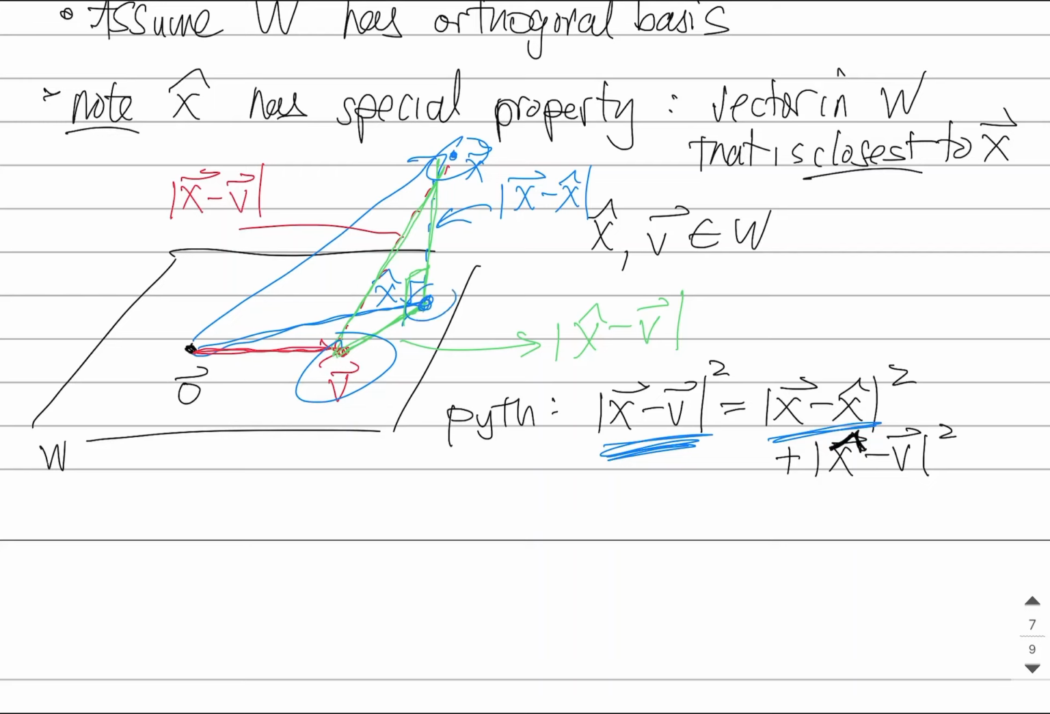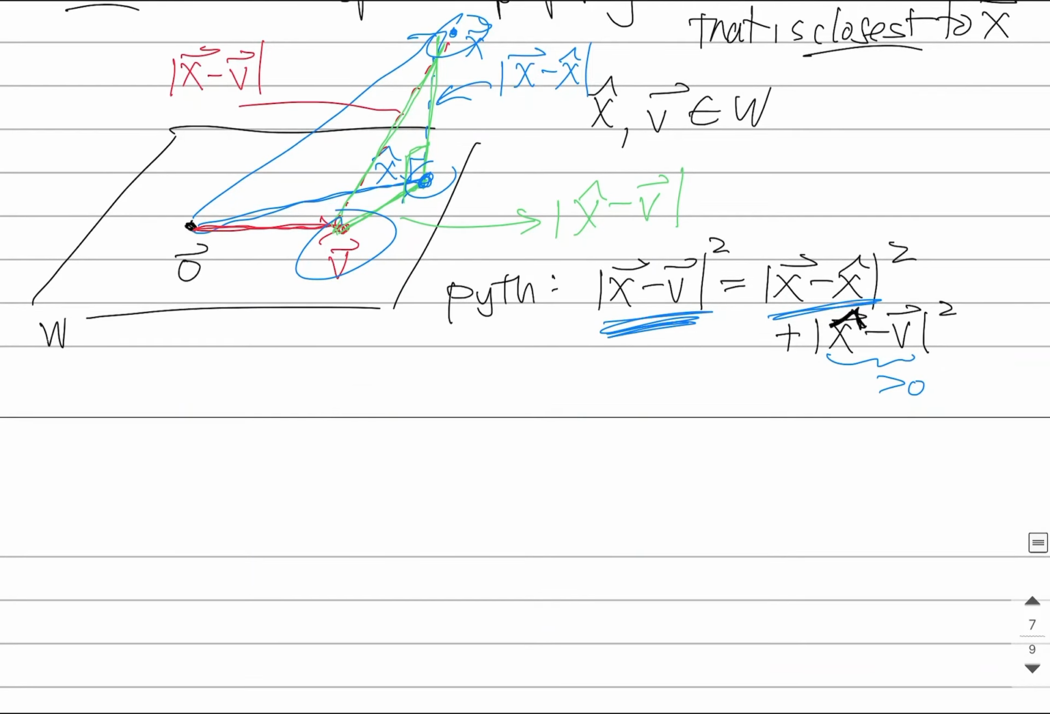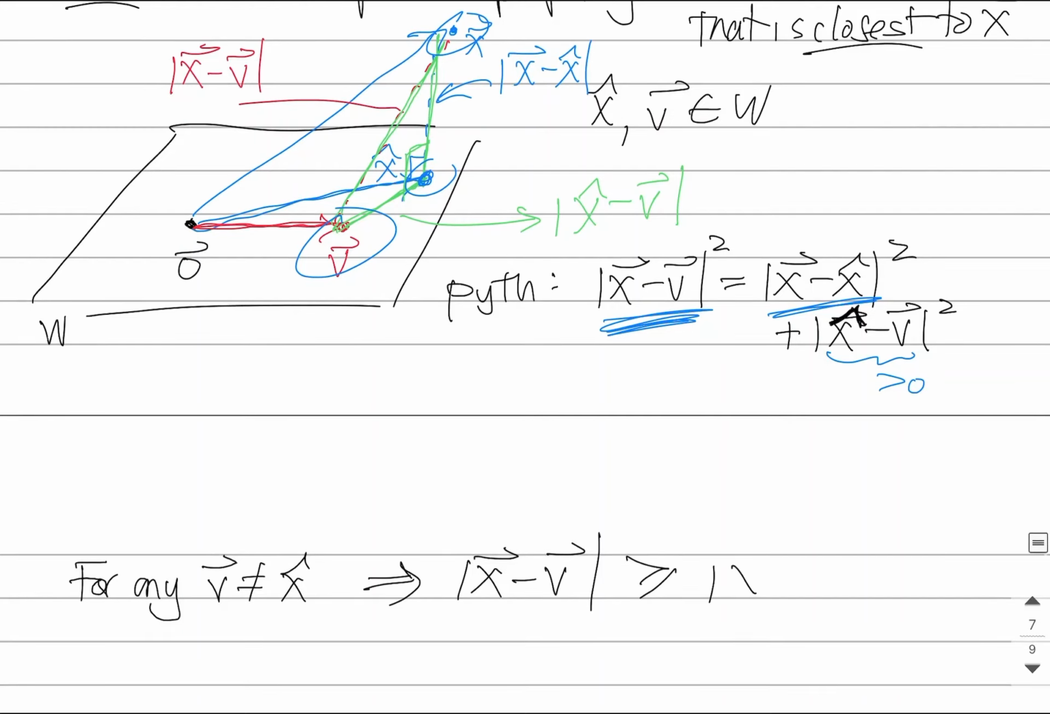And what you should be able to see is that that is greater than 0. No matter what I choose, for any v that isn't equal to x hat, I will find that this length, the length from x to some other point in the plane, is greater than x minus x hat. So this will always be bigger than that.